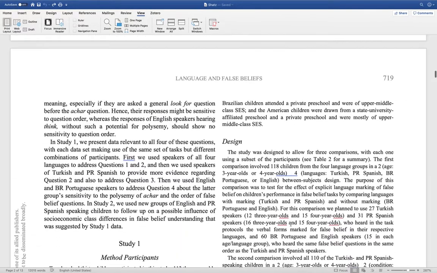In study 1, we present data relevant to all 4 of these questions, with each data set making use of the same set of tasks but different combinations of participants. First, we use speakers of all 4 languages to address questions 1 and 2. And then we use speakers of Turkish and PR Spanish to provide more evidence regarding question 2 and also to address question 3. This is a poor writing move right here.